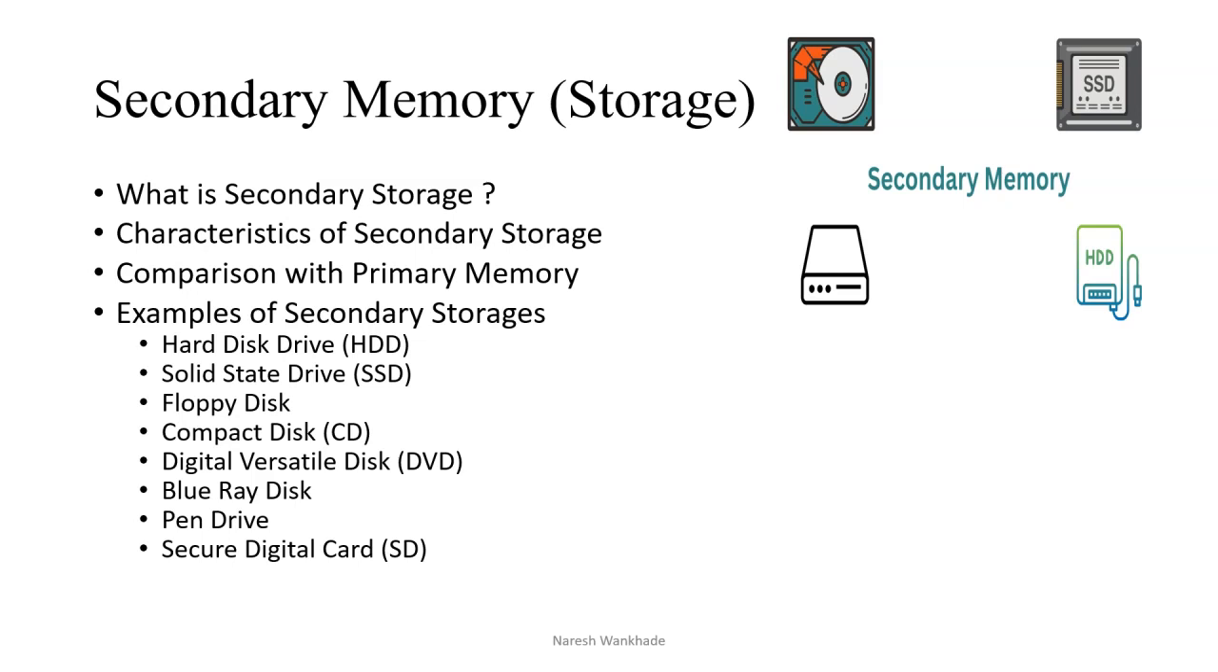Then few examples of secondary storages, secondary memory, like hard disk drive, solid state drive is there, floppy disk, compact disk, that is CD, digital versatile disk, that is DVD, Blu-ray disk is there, pen drive, and the SD cards we use in our mobile phones. Let's see all these one by one.